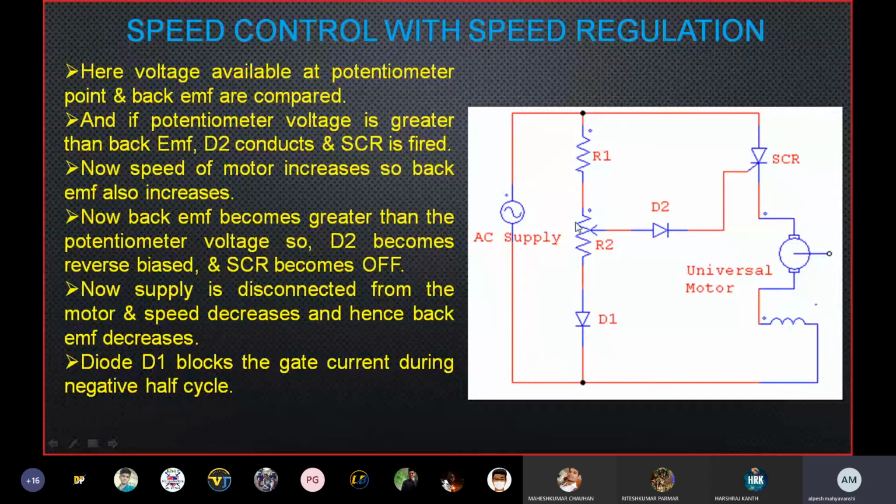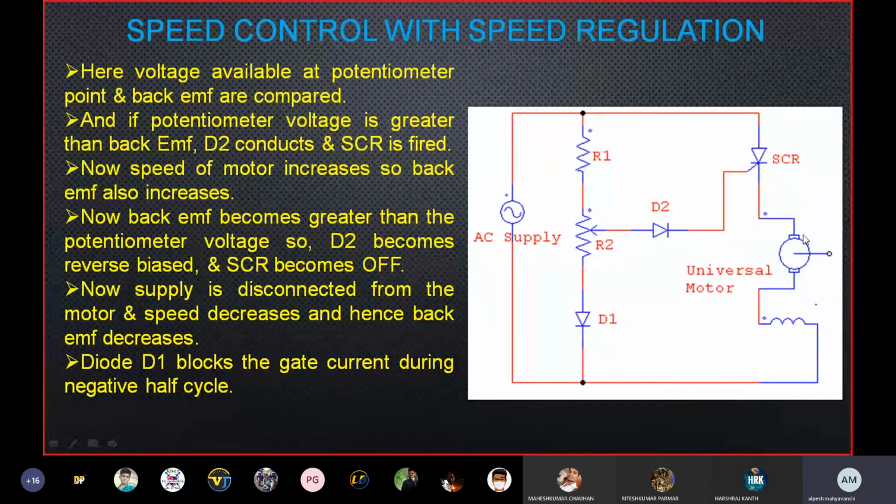As the potentiometer terminal voltage becomes greater than the back EMF, the D2 diode becomes forward biased, and the gate pulses are given to the SCR and the SCR becomes turned on. As soon as the SCR turns on, the supply is connected to the motor. The speed of the motor increases, and that means the back EMF of the motor increases.